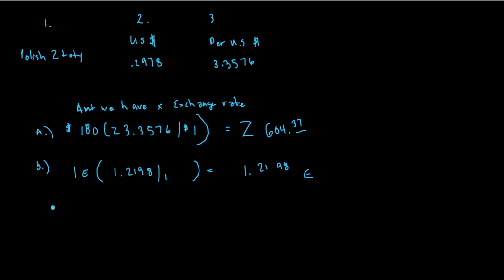Now let's look at C. C says, if you have 5.8 million euros, how many dollars do you have? That's easy, right? We're sticking with the same, for lack of a better term, formula. How much do we have? We have 5.8 million euros, times, well, what's the exchange rate?